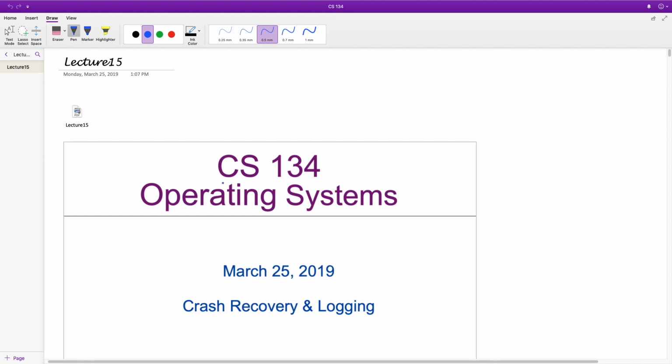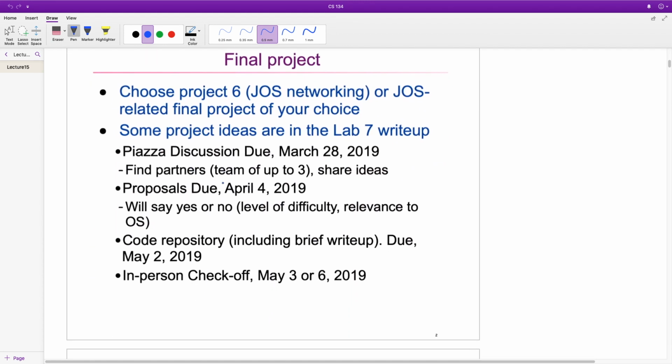Okay, so the final lab is one of 2 things. Either you just choose Project 6, which is JOS networking. Okay, so you're going to be adding a Ethernet driver and some networking calls. Much of it will be given to you, but that's basically what you're doing. And you work on that on your own, just like you worked on all the previous labs.